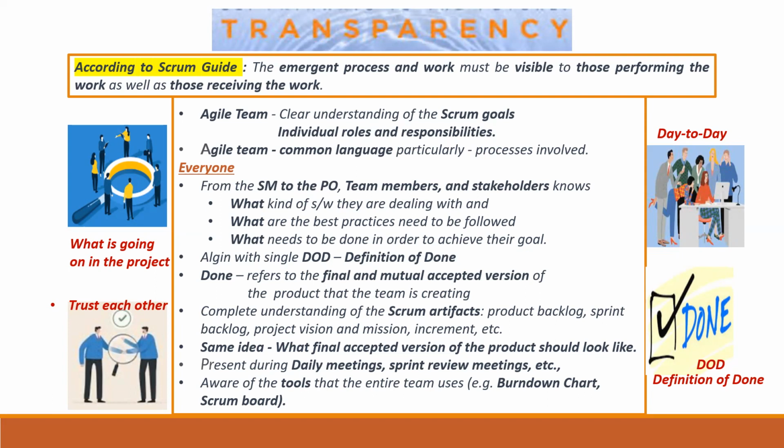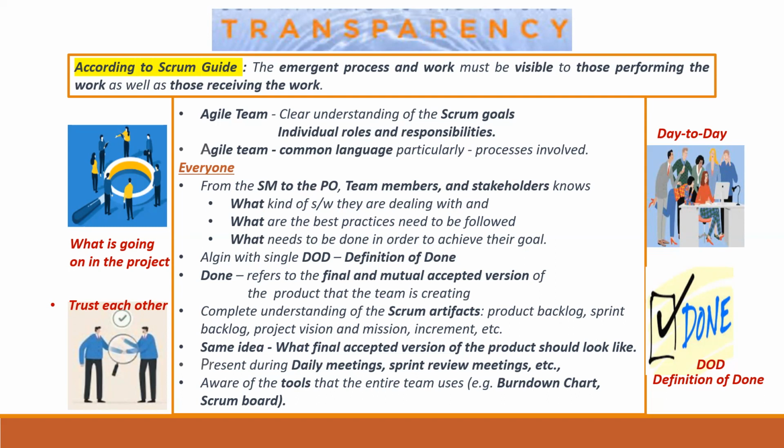So everyone, from the Scrum team to the product owner, team members, and the stakeholders, knows what kind of software they are developing, what best practices and standards need to be followed in the project, and what needs to be done in order to achieve their goal. This is the important thing we need to remember about the three whats. And everyone has to align with a single DoD, definition of done. Here, done refers to the final and mutually accepted version of the product that the team is creating.